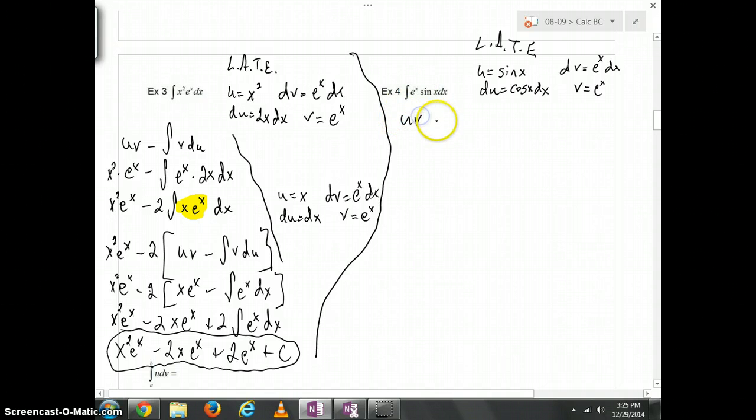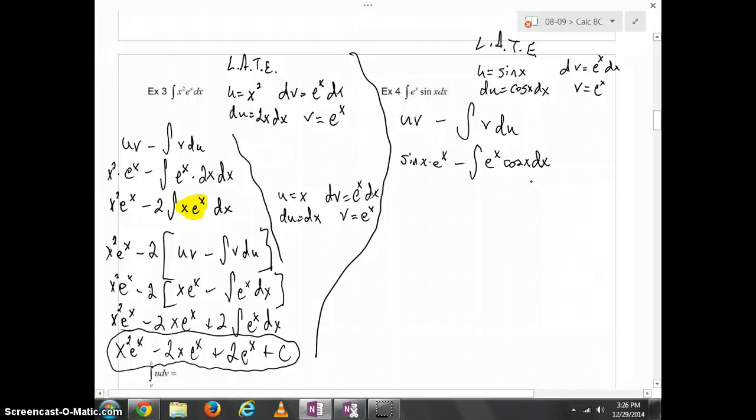Now, what we should look at right now is very plain and simply that this integral becomes sine of x times e to the x. And then we'd have the integral of, well, here's our v, we'll have e to the x, but our du is the cosine of x dx. Right now, this probably seems to be exactly like example 3.